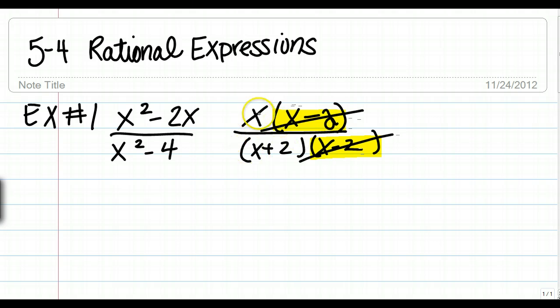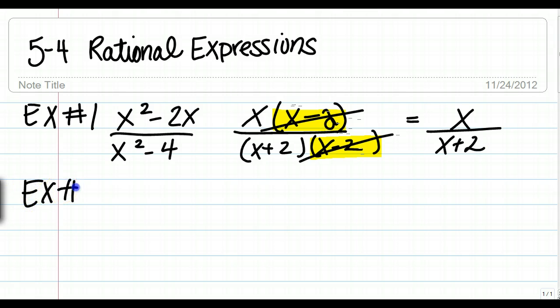It has to be either connected, like this is connected by multiplication, so you're looking at this one and then this one. This is connected by a plus sign, so it's the whole entire thing together. Here, these two are connected by multiplication, so you're okay, you can cross those off. These are separate. So your final answer is x over x plus 2.